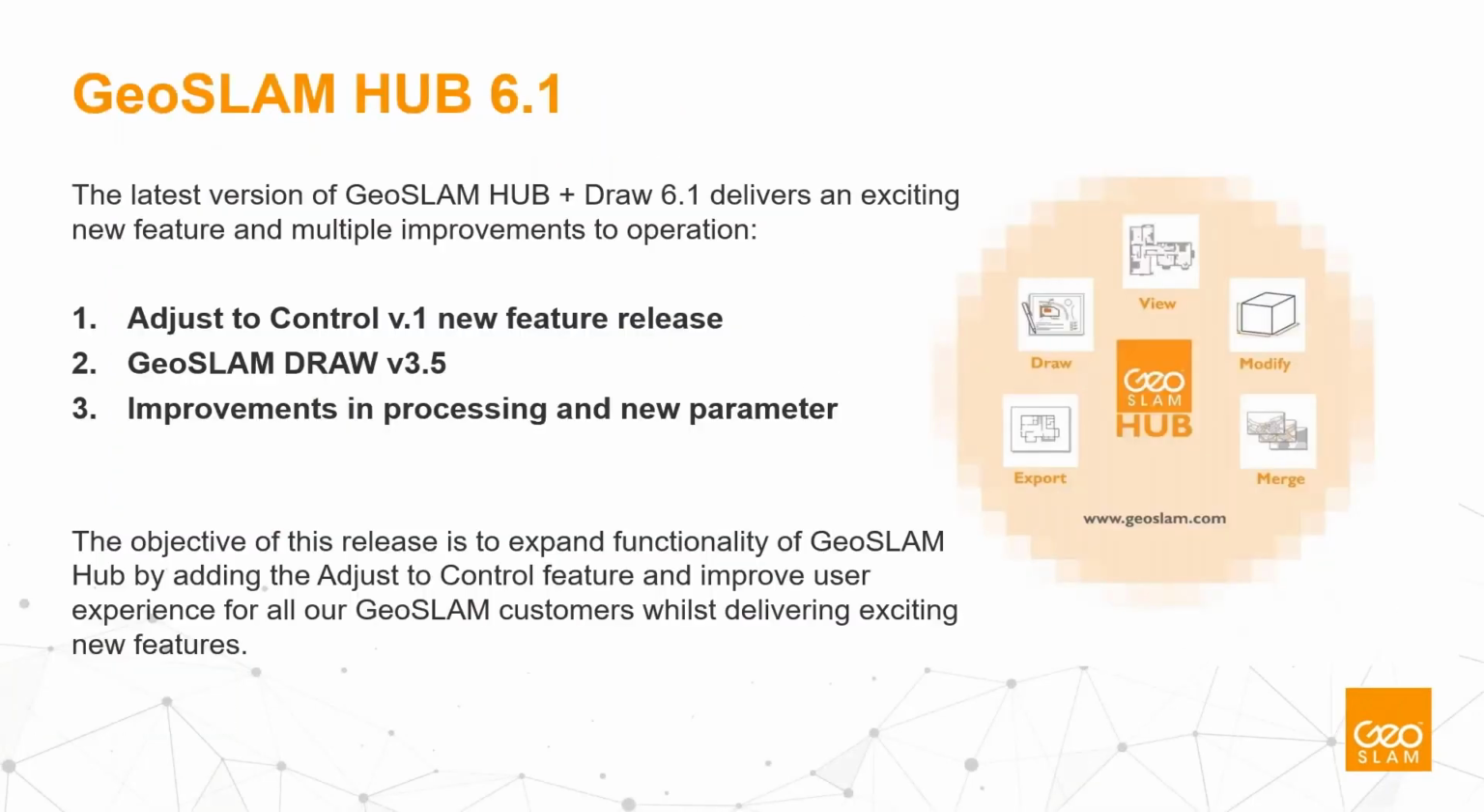What we then do in Hub 6.1 or later, which is the earliest version that utilizes adjust to control, is go through the adjust to control process, which is a really simple process of just assigning those reference points in the scans, where we put the scanner down for 5 to 10 seconds. We just give them their X, Y, and Z. It's a really, really nice, simple method.